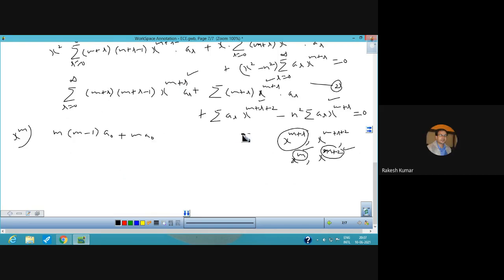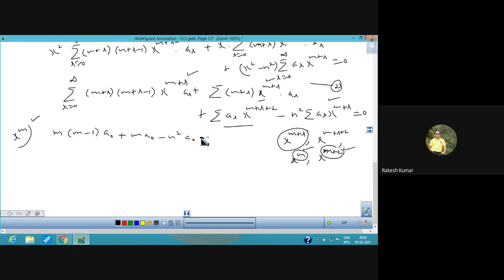And here you will not get the least power of x. अगर हम r equal to 0 यहाँ इस summation में use भी करते हैं, you will have a naught x raised to power m plus 2. So coefficient होएगा x raised to power m plus 2 का, ना कि x raised to power m का. तो इस summation से हमारे पास कोई term नहीं आएगा, और from the last summation we shall have n square for r equal to 0.